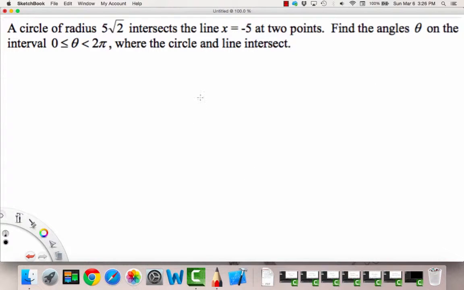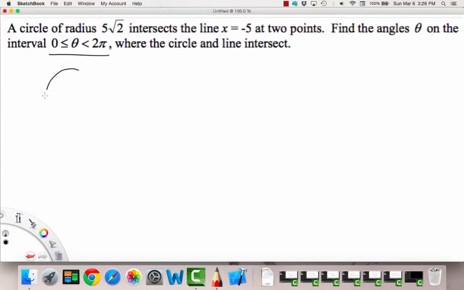So here's another example we could have. It says a circle of radius 5 times radical 2 intersects the line x equals -5 at 2 points. Find the angles theta on the interval from 0 to 2 pi. So here we're limited to going around the circle once, where the circle and the line intersect.